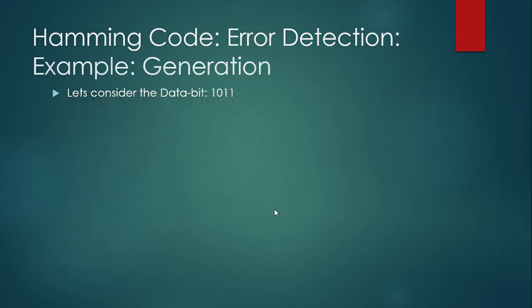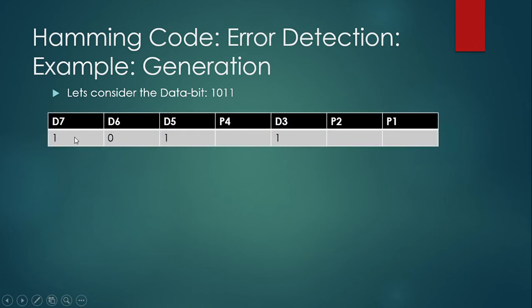Next, we have Hamming code generation in the form of an example. Let's consider the data bits 1011. As I told you earlier, first you assign D7, D6, D5, D3. I mean, first allot the indexes freely for P1, P2, P4, and then put D3, D5, D6, D7, and then put the respective values accordingly, 1011.